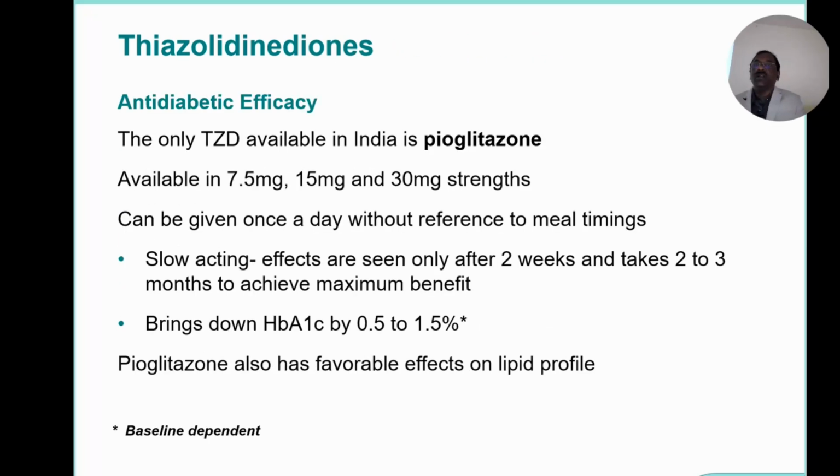The only thiazolidinedione available in India is pioglitazone. What are the different strengths? I already told you. In India, we have the advantage of 7.5 mg. Even in our Indian population, 7.5 mg gives good results. What is the reduction of the HbA1c? 0.5 to 1.5, not even 1.5, maybe 1.2. See the advantage, pioglitazone has favorable effects on the lipid profile.